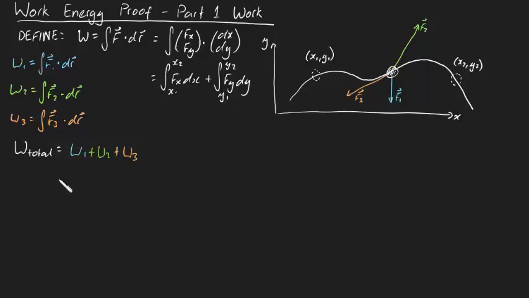Well, what does this evaluate into? You can actually play around with this by plugging in the values and evaluating the dot product, but I'll save you some time. If you were to mess around with all that, this will turn out into the sum of f, so that's f1 plus f2 plus f3, dot dr, okay?